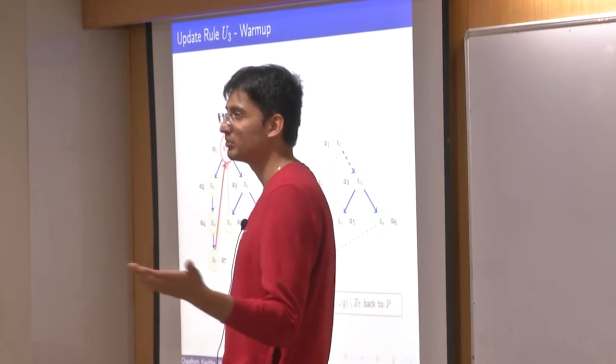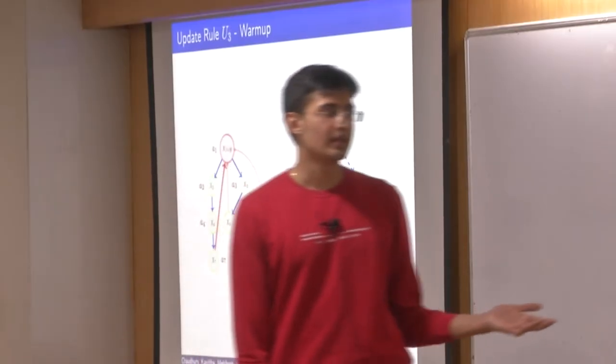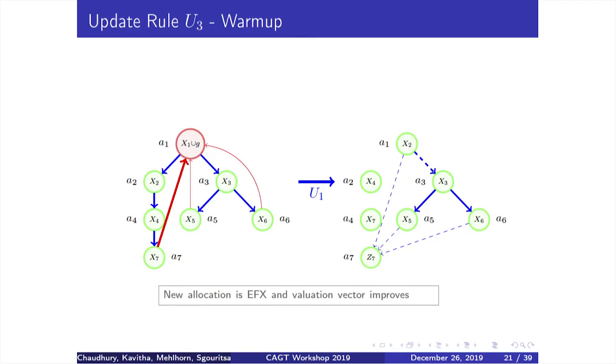Then the red edges would immediately disappear. And all the agents along the cycle have strictly improved in their valuation. So the new allocation is EFX. And the valuation vector actually improves on the Pareto front.